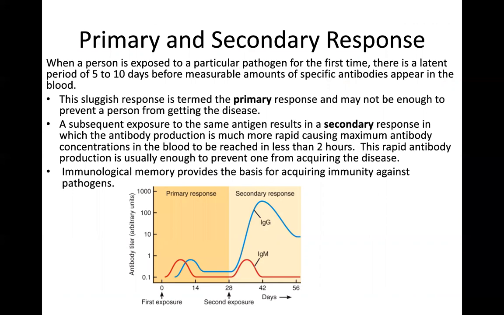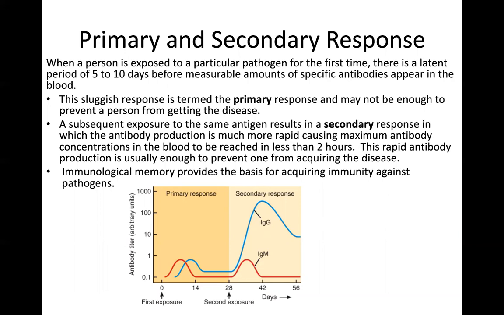All right, let's talk about primary and secondary response. When a person is exposed to a particular pathogen for the first time, there is a latent period of about 5 to 10 days, so about a week, before measurable amounts of specific antibodies appear in their blood. Obviously we are dealing right now still with the pandemic, and the big virus everybody wants to talk about is the coronavirus or COVID.